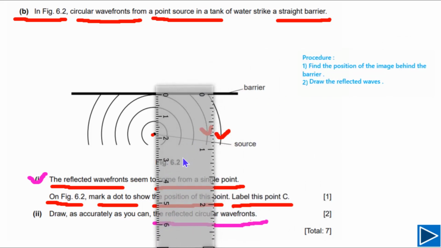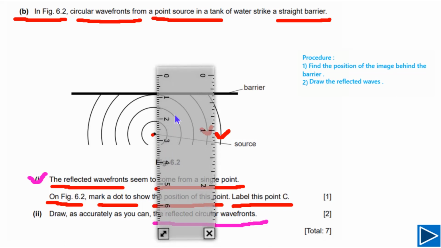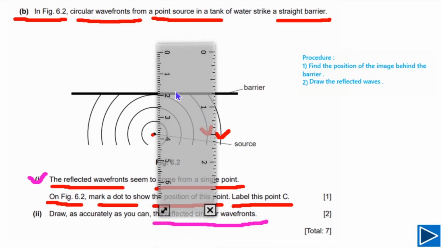same distance from the barrier as the point source. If we place our scale here, you can see the distance from the barrier of the point source is about 1.8. So we will move our scale up, and the distance here of the image location also has to be 1.8. So this is about 1.8. So we can mark the point here. So this is the location of the image, or in the question, that single point from where the reflected wavefronts are coming. So we can mark this point here.